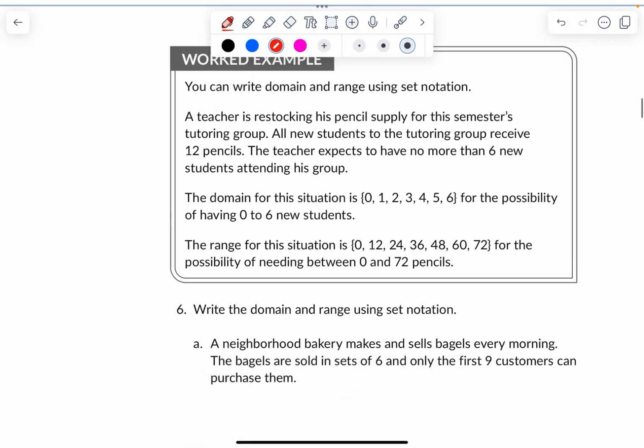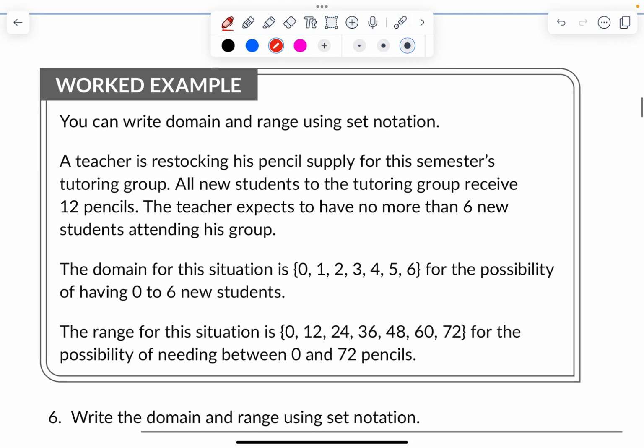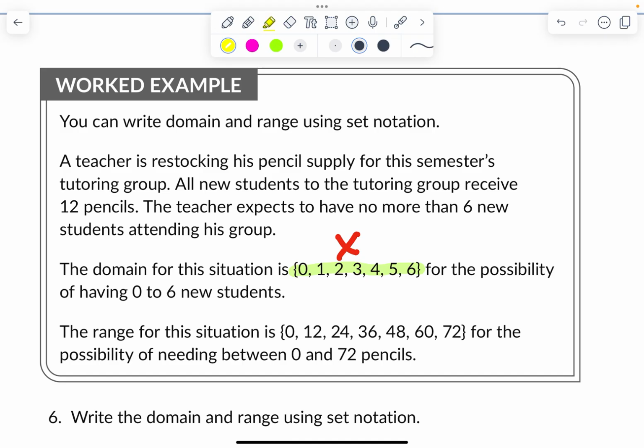Okay, so they're giving you a worked example in your textbook. This is on page 42. The domain, these are all of your x values. The range is all of your y values. And here is the scenario that this came from.